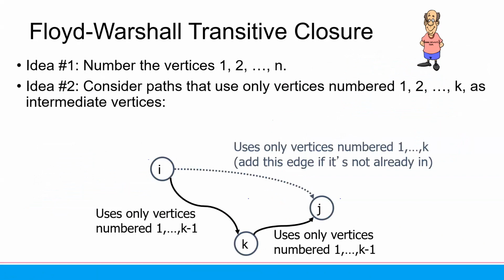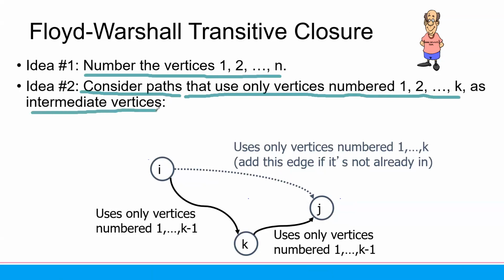For the Floyd-Warshall transitive closure, we want to check all the vertices. So the first idea, we want to know how many vertices we have. So it is from 1 until n. And then we need to consider the paths that use only vertices number 1, 2, until k as the intermediate vertices.